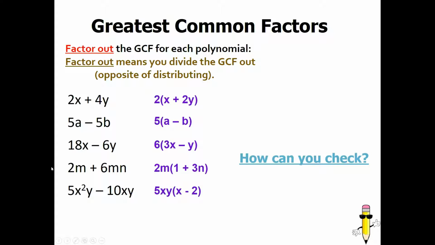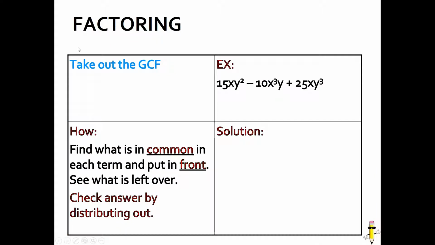And then how can you check? The easiest way that you can check is to distribute this back into what you've already done. So if we're factoring out the greatest common factor, we have what looks like a trinomial here: 15xy squared minus 10x to the third times y plus 25x. I don't even know if this is in standard form. That's my first complaint. But anyway, let's see.